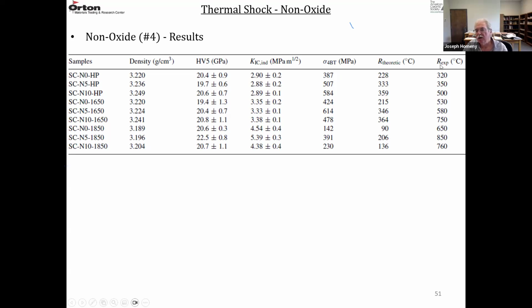But then when they measured the thermal shock behavior, the R experimental in degrees C really didn't correspond to the theoretical. So these were 300 to maybe 500, 500 to 750. But the materials with the highest toughness and the lowest strength had the highest R values before failure, 650, 815, 760.